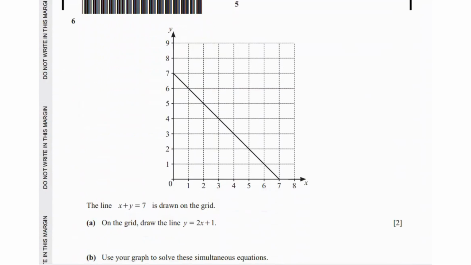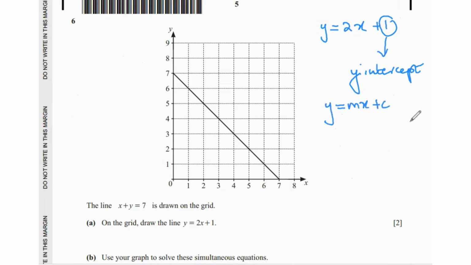Then it says the line x plus y equals 7 is drawn on the grid. On the grid, draw the line y equals 2x plus 1. To draw the line y equals 2x plus 1, we know that this is our y-intercept. Why is this the y-intercept? Because this equation is in the format of y equals mx plus c, which is the slope-intercept form. And c is your intercept. So one point is over here.